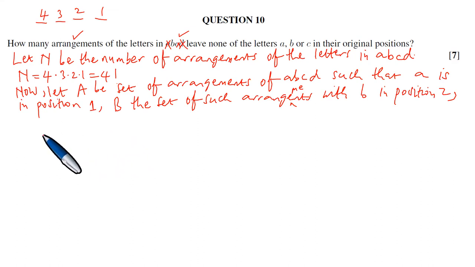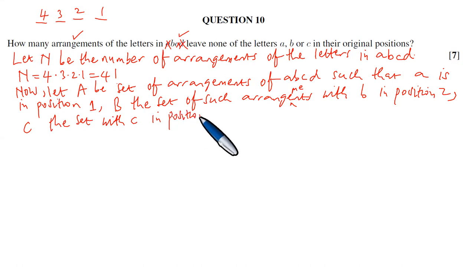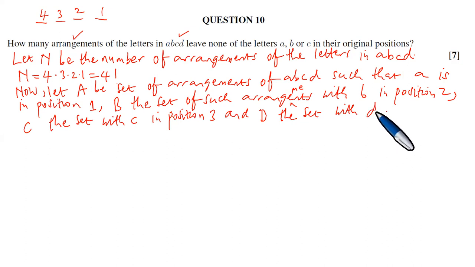Right, so we continue. We must have up to D because there are four letters here. So we have C now. There's another set C, the set with C in position three, like you can see in the original examiner's sequence of the letters. Okay, so we continue. We just have the ordering of the letters. C is in position three, and D is the set with D in position four.